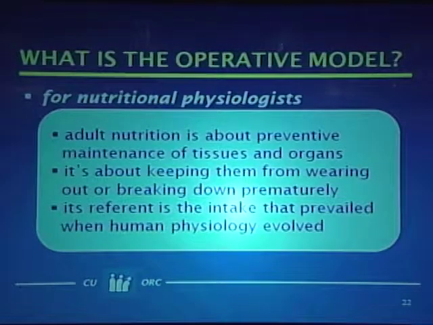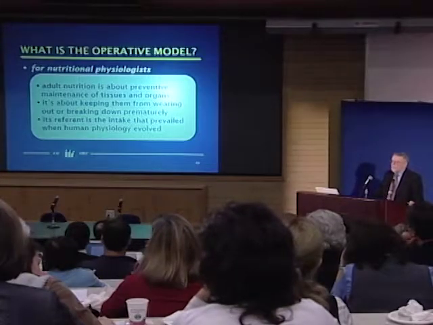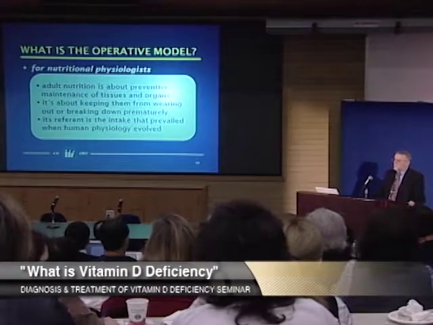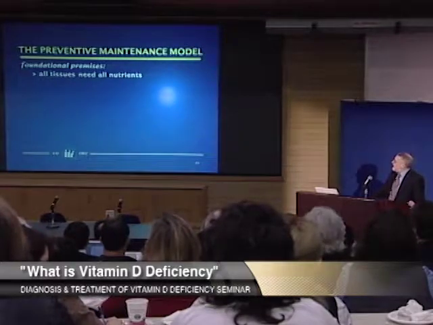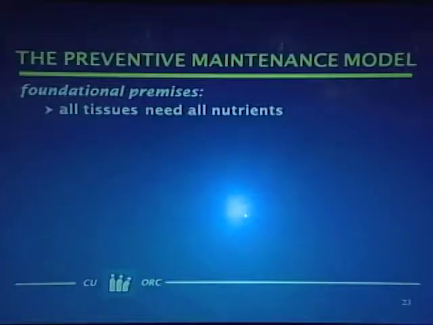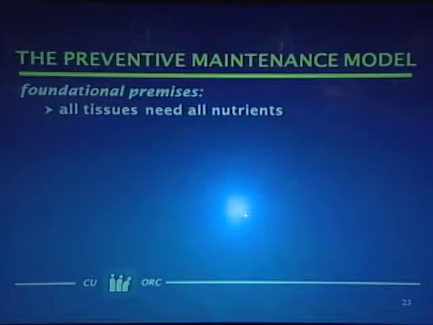Now, for nutritional physiologists, and I count myself among their number, adult nutrition is about preventive maintenance of tissues and organs. It's about keeping them from wearing out or breaking down prematurely. Its referent is the intake that prevailed when human physiology evolved in equatorial East Africa, wearing no clothes, which is important for sunshine and vitamin D, if you stop to think about it. The foundational premises of this preventive maintenance model are some generally understood but not generally recognized basic principles. First is that all tissues need all nutrients. The general public has an idea that one nutrient relates to one tissue or one organ or one effect. That's a total misconception in my judgment.